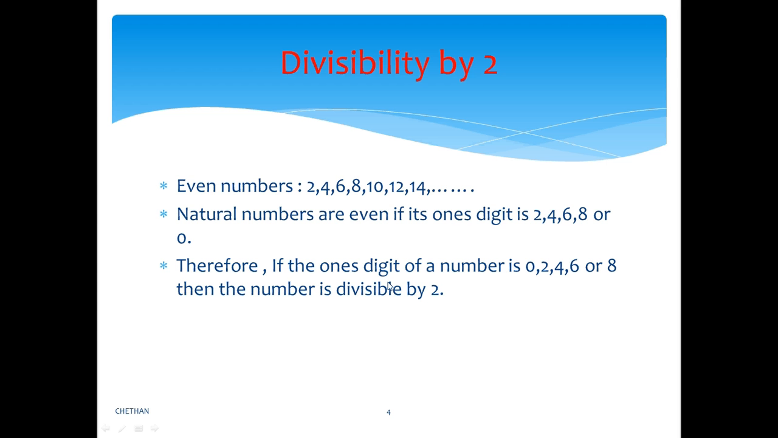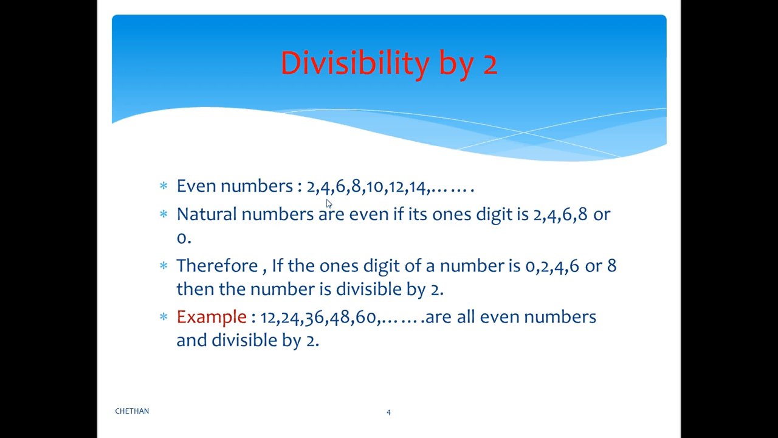If the ones digit of a number is 0, 2, 4, 6 or 8, then the number is divisible by 2. That means, in simple words, all the even numbers: you can write whatever even number, 400, 500, 600, 630, 1000, any even number. Those numbers are divisible by 2 because they have only 2, 4, 6, 8 or 0 in the unit place. Any number with these digits in the unit place is divisible by 2.